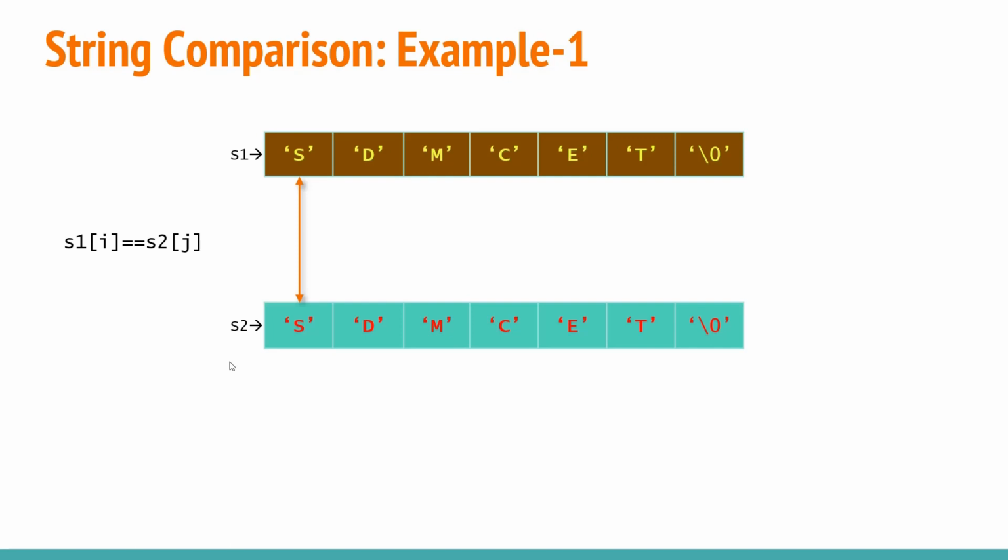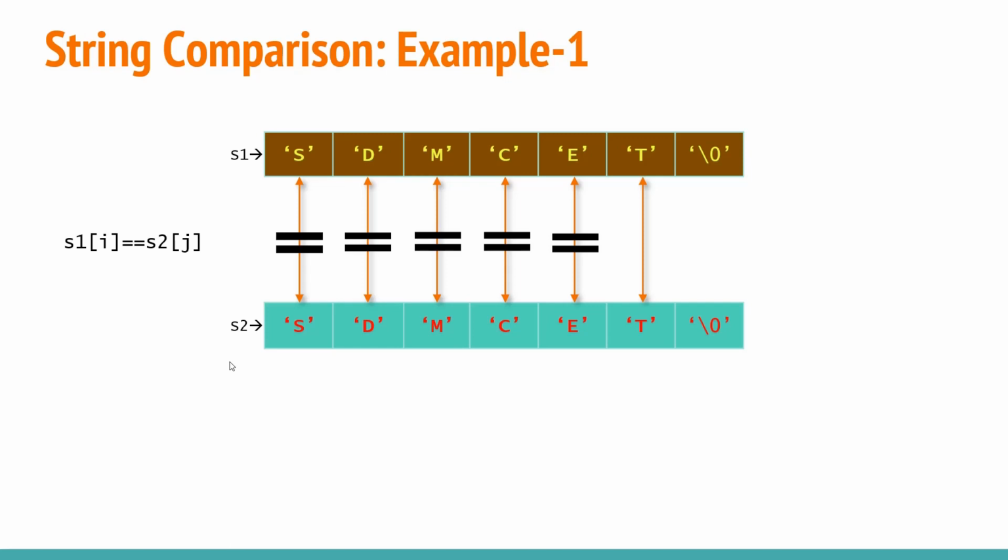In this case, both are capital S, so they are equal. Because it is equal, you compare the next element. Even this next element D is same in both strings, so it is equal. Since it is equal, go for the next element, and the next, and so on. Till how many times you do this? Until you encounter backslash 0.